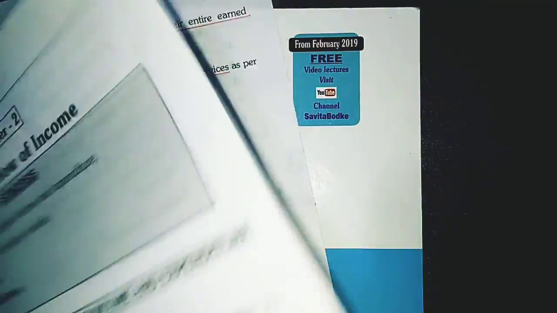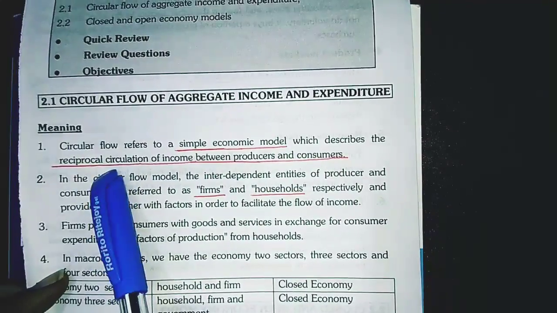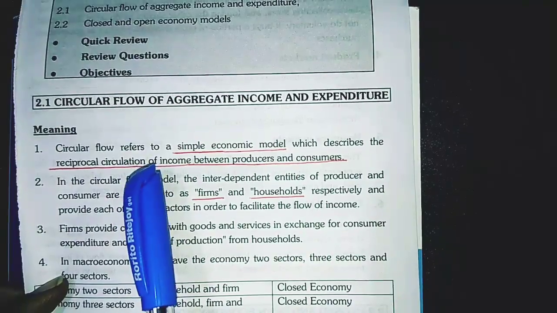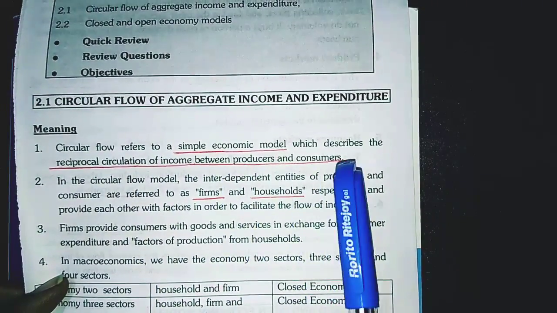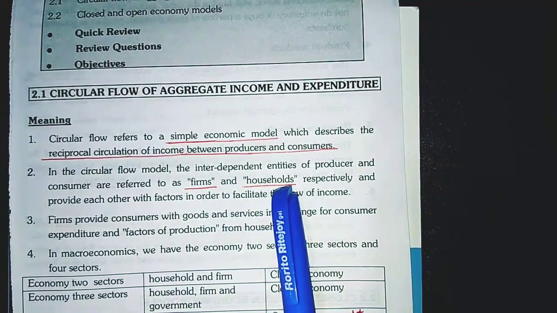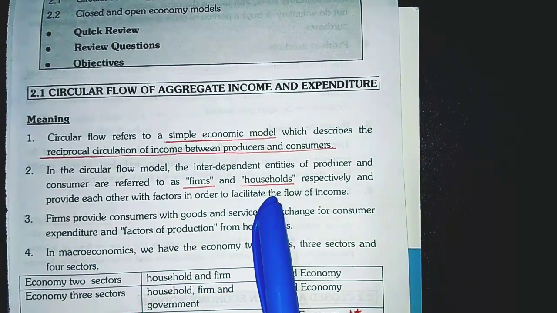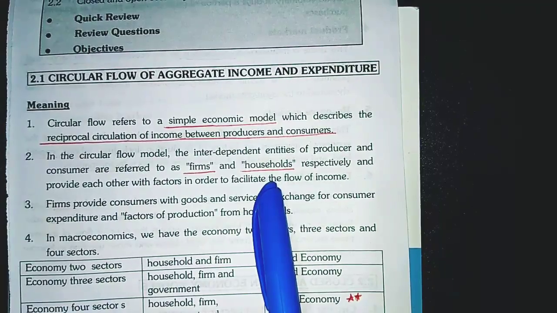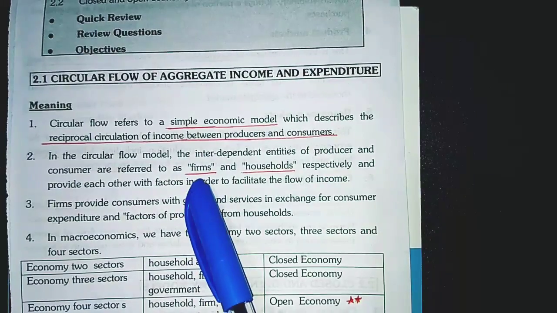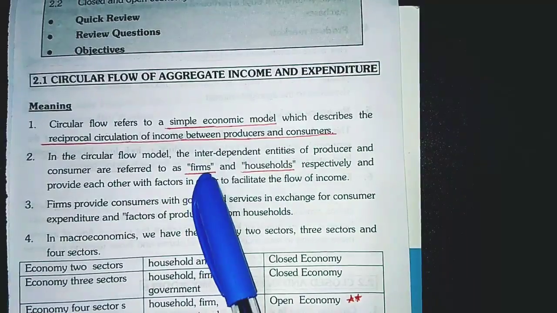So now what have we studied? We have started with the circular flow. Circular flow is a simple economic model which describes the circulation of income between the producer and the consumer. We have to remember the two entities, one is the firm and the household. Already we have discussed the meaning of household and firm. Household means all such people who want to satisfy their unlimited wants and needs, and the firm includes all your proprietorships, partnerships, corporations, etc.